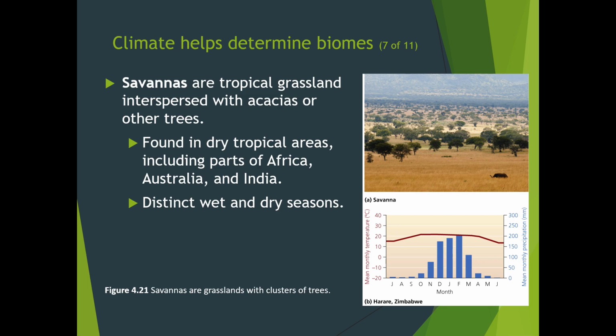We also got the savannas that are tropical grasslands with little tiny trees in them. All right, and they're found in the dry tropical areas, including Africa, Australia, and India. And they have a distinct wet and dry season as well, keeping these trees smaller. All right, and the grass will get all brown and then get greened up in this area too.